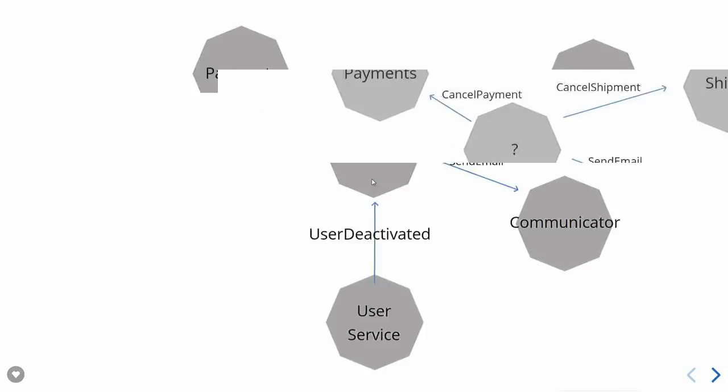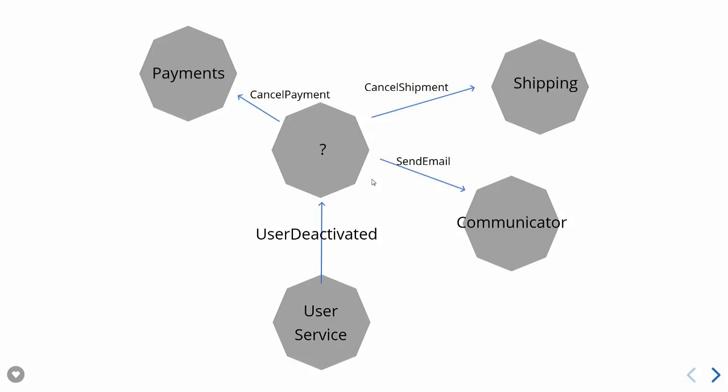The better idea is to have something in the middle. I recommend an architecture pattern called process manager. This big question mark in the middle is basically what is called a process manager. You can read about it, for example, in Enterprise Integration Patterns, fairly well known.